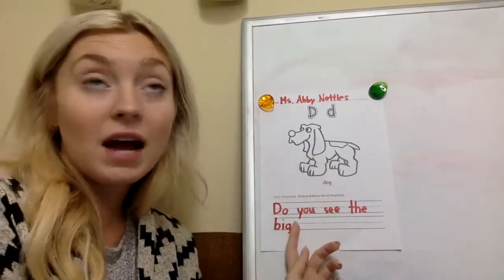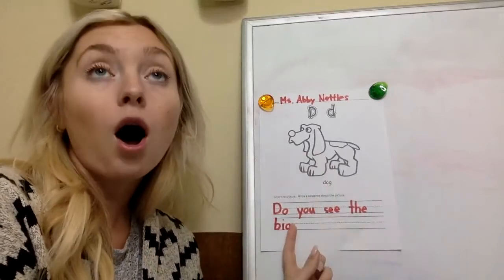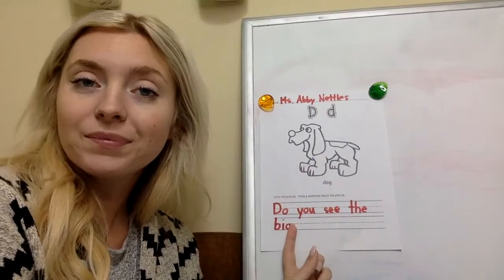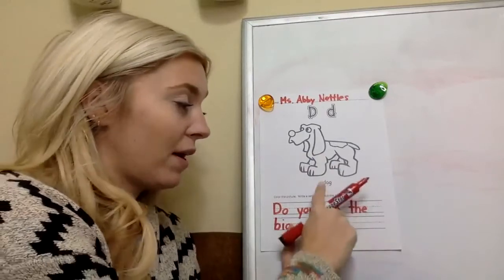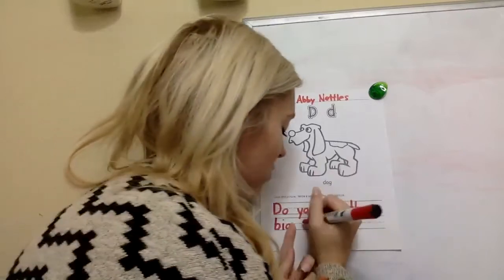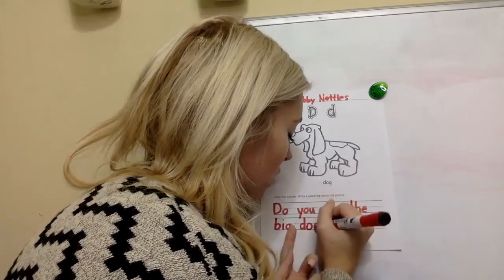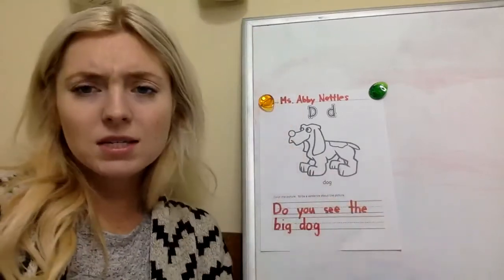Now, if I didn't have dog right here, I could easily sound it out. D, O, G, right? But it's already right here for me. So I'm just going to find and copy this word dog. So D, O, G.